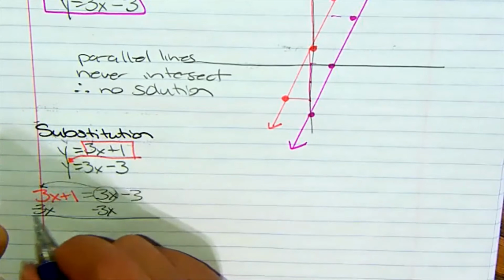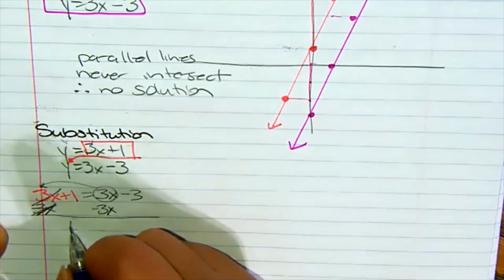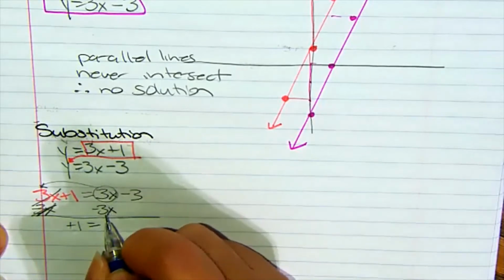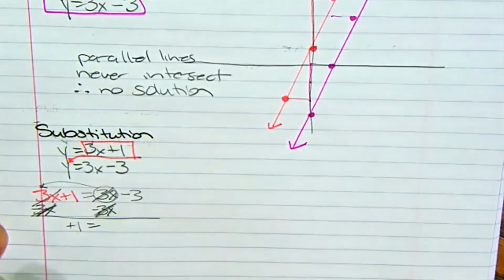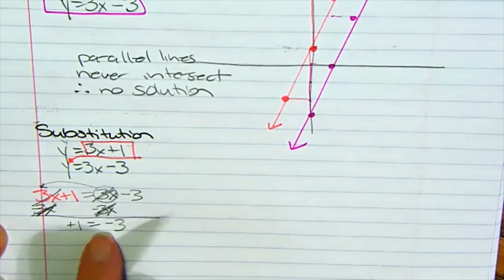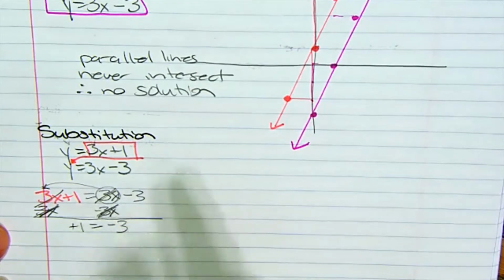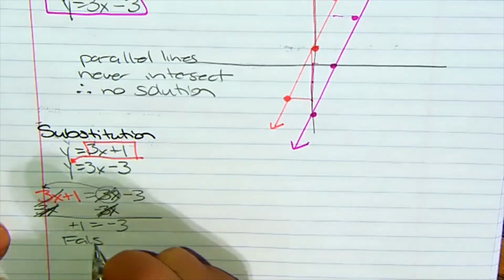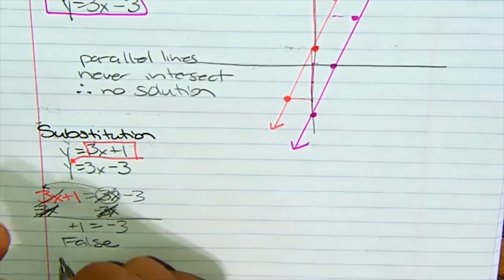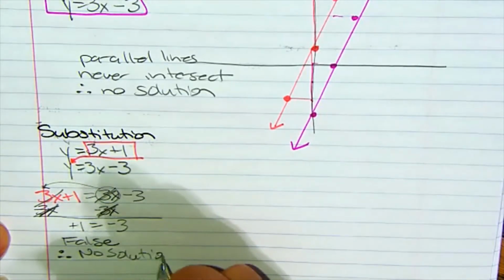3x minus 3x, those guys cancel. So I have positive 1. 3x minus 3x, those guys cancel. Negative 3. Does positive 1 equal negative 3? No, this is a false statement. Therefore, no solution.